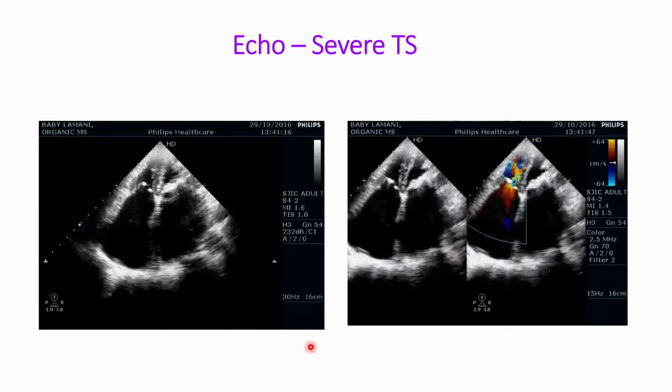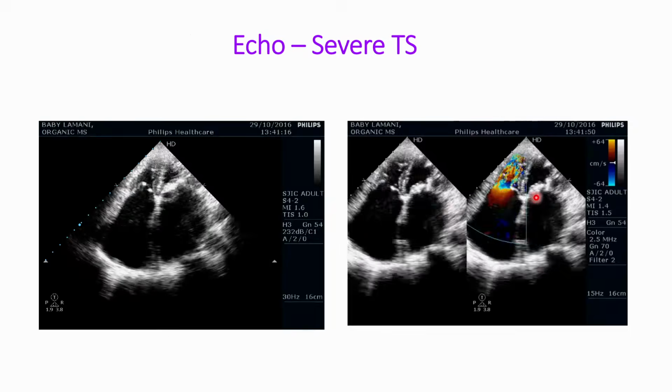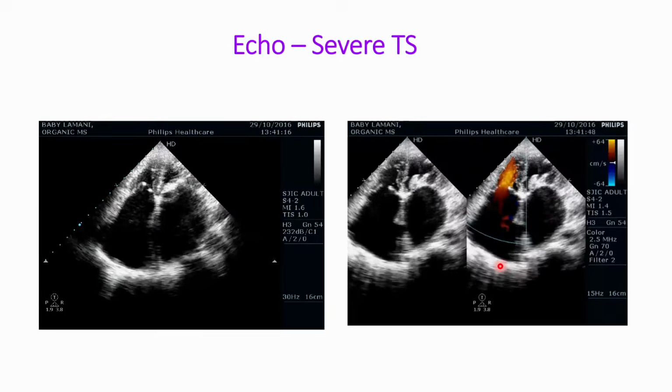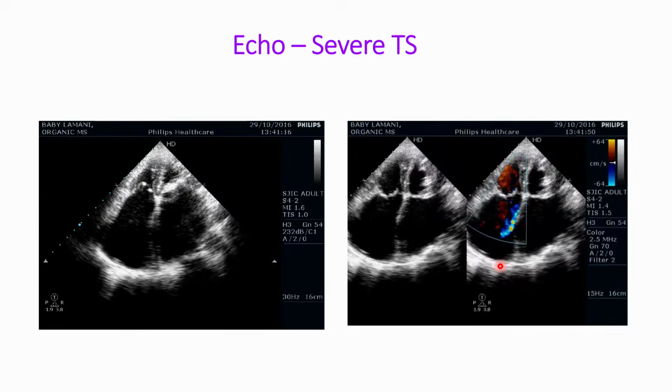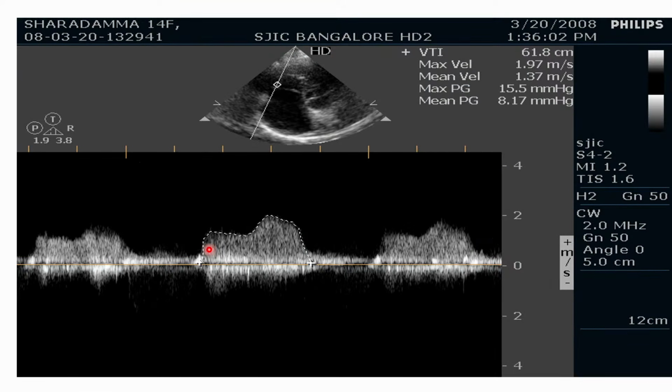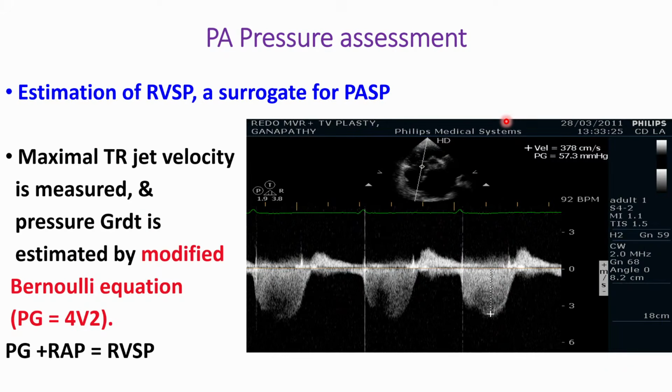Here we can see tricuspid stenosis with associated eccentric severe TR. So this is how we put the continuous wave Doppler and measure the gradient. Here the gradient is 8, suggestive of severe TR.